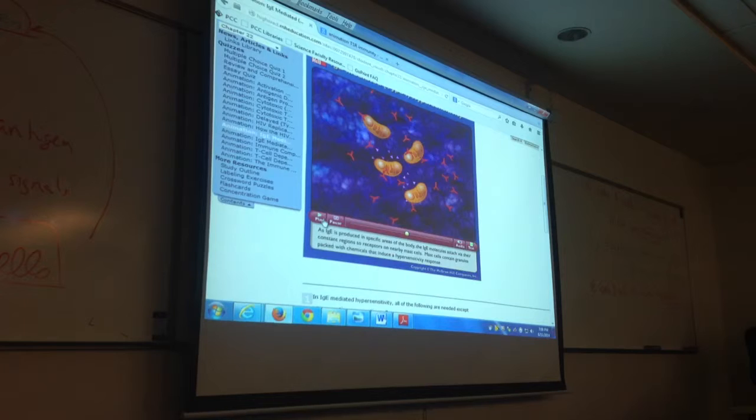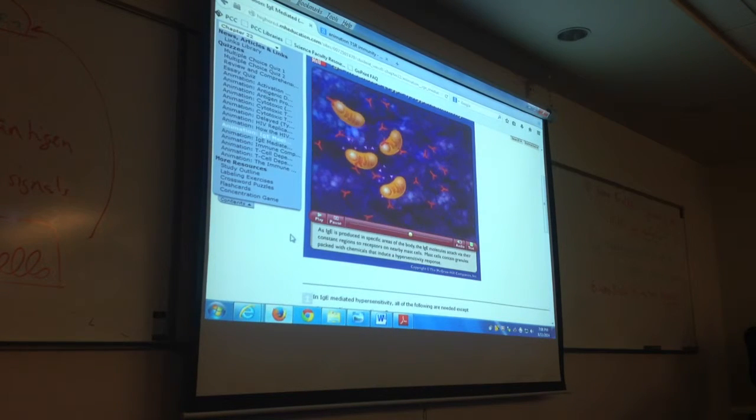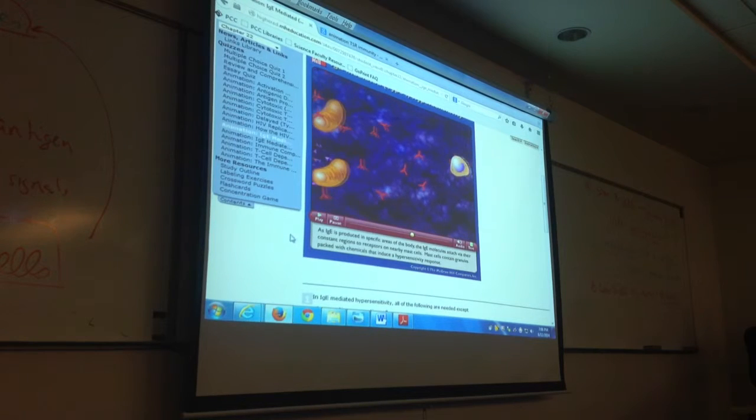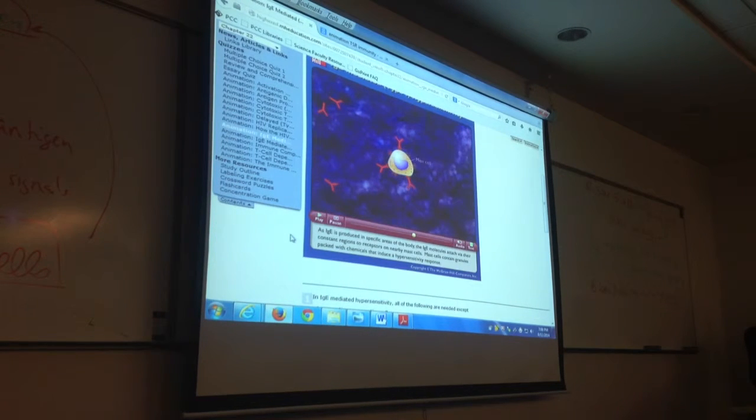As IgE is produced in specific areas of the body, the IgE molecules attach via their constant regions to receptors on nearby mast cells. Mast cells contain granules packed with chemicals that induce a hypersensitivity response. Once attached, the IgE molecules can survive for many weeks. Lucky you. The individual is now sensitized to the antigen.